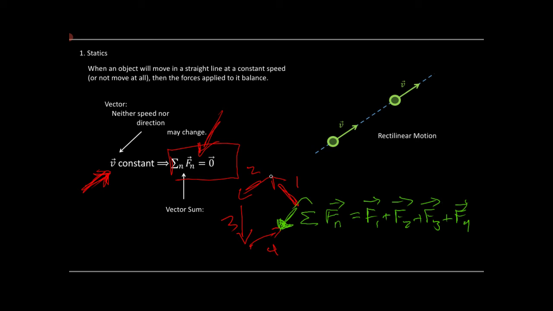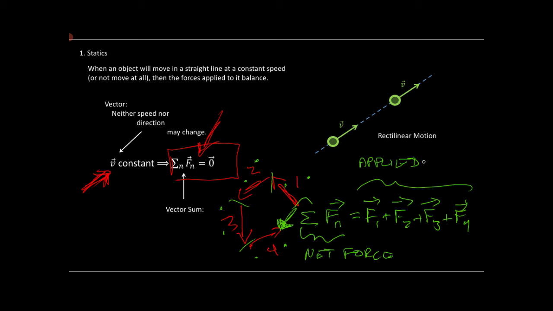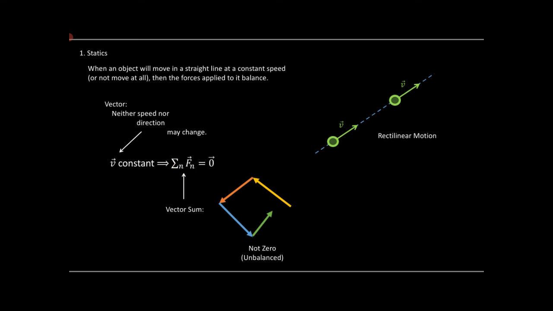So conceptually, we're just laying these vectors end to end. Computationally, we just add up all of the components. So we add the x component of 1 to the x component of 2 plus the x component of 3 plus the x component of 4. Then we do the same thing for the y components, the y component of 1 plus the y component of 2 plus the y component of 3 plus the y component of 4. And those give us the x and the y component of this sum, which we call the net force. And these individual forces are the applied forces. Okay, so that's the sum.